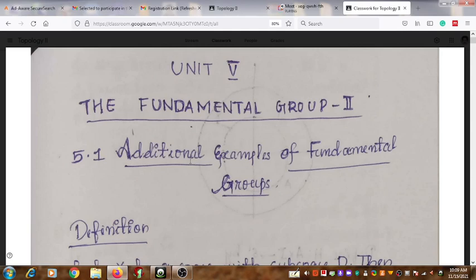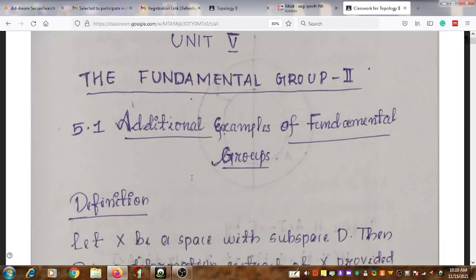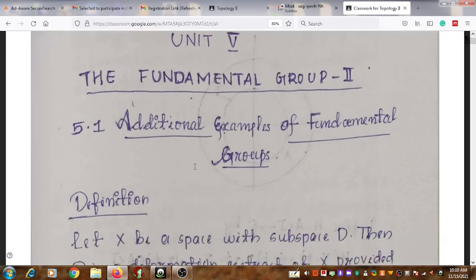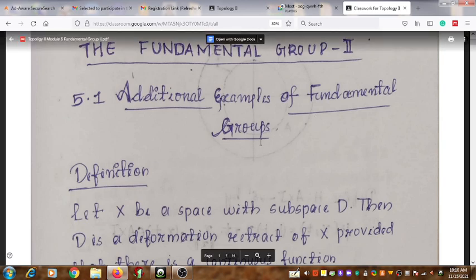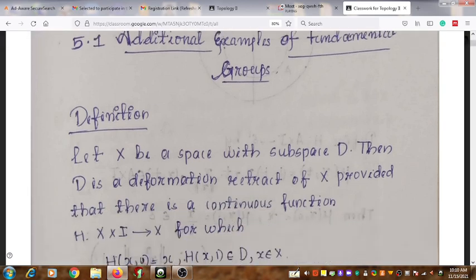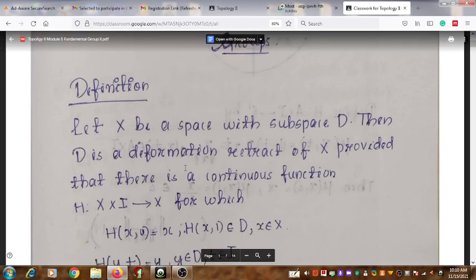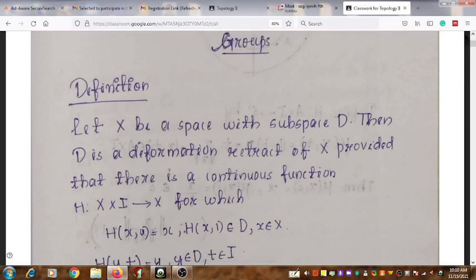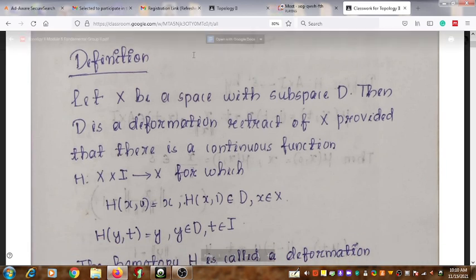Okay, yeah, this class is on the fundamental groups of topological spaces. Here we are going to discuss some additional examples of fundamental groups. So first of all, we require a definition. We want to define a concept, and that concept is about deformation retract. How can we define the deformation retract?